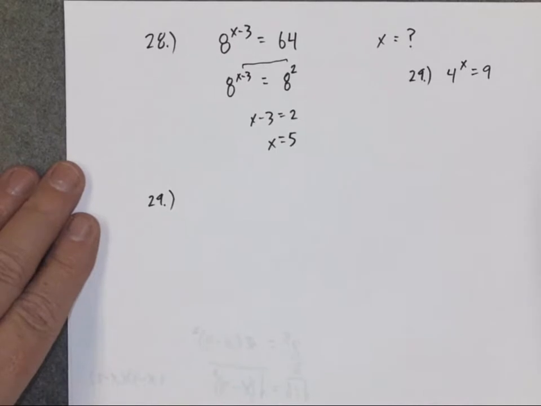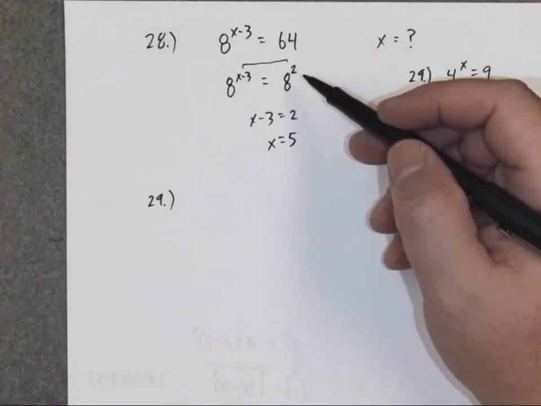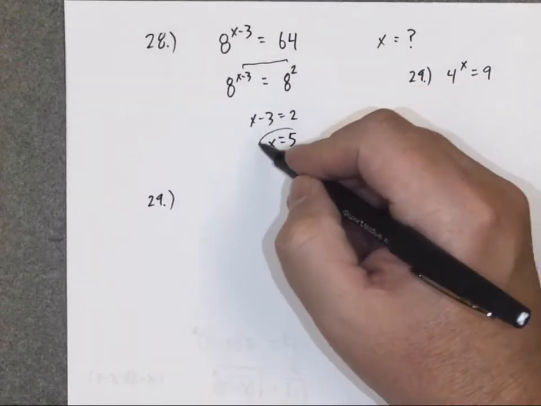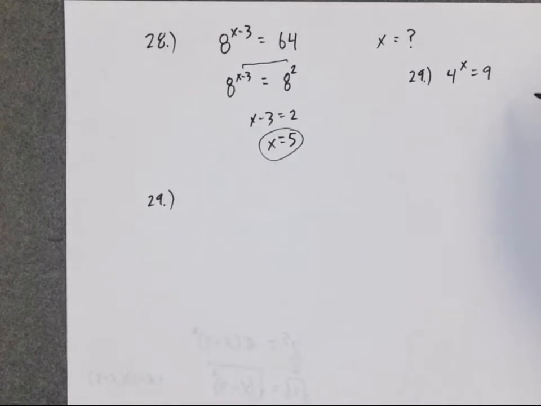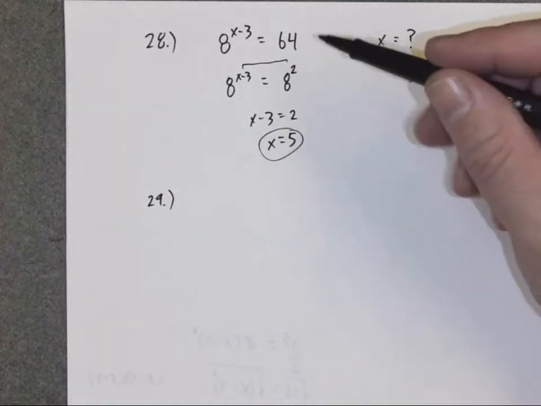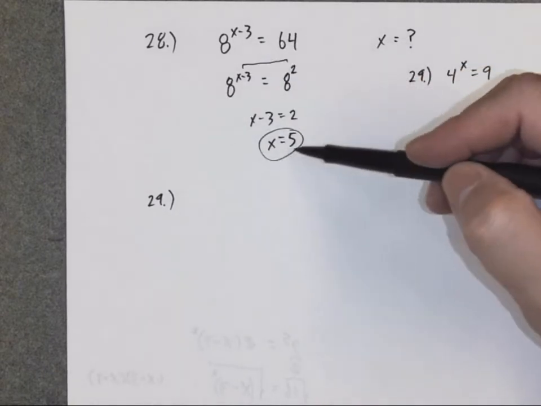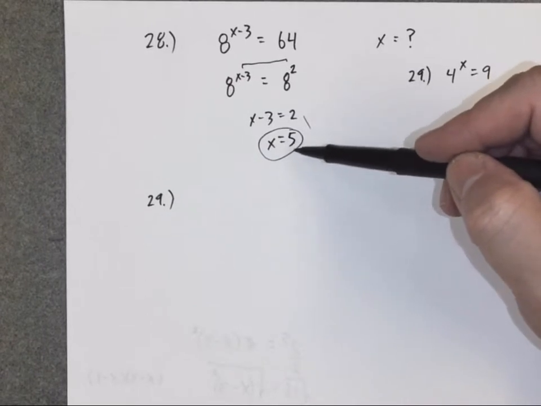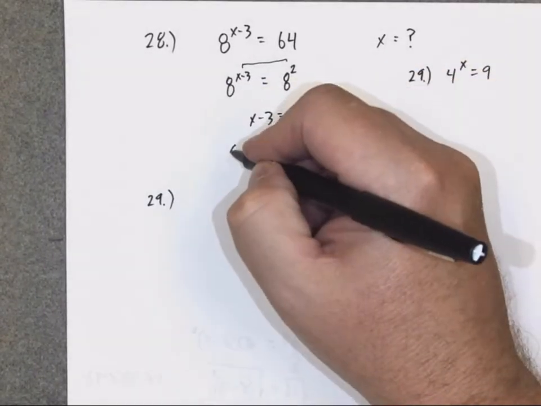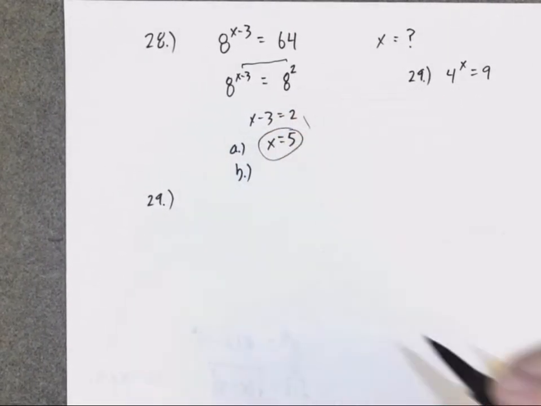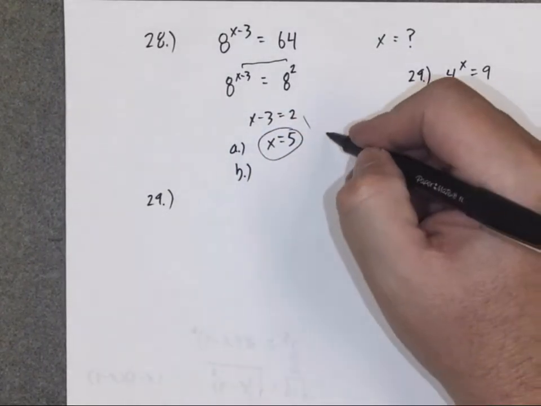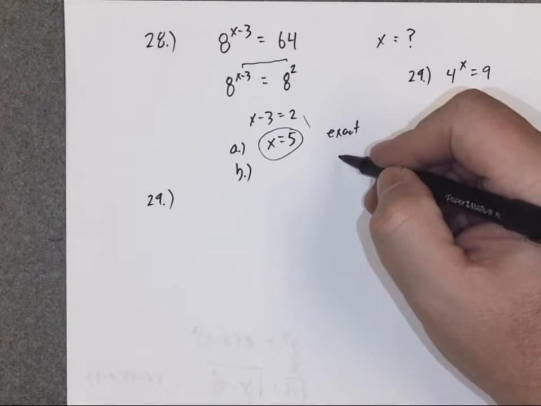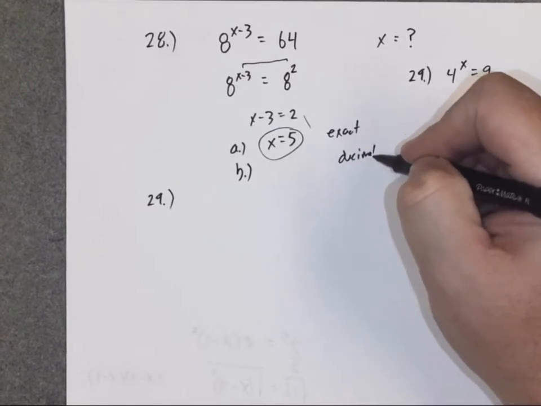Oh, let's go back. So 28, they said, give the solution set. The solution set would be 5. And then the second question, and this is like the exact answer. So in this case, it's almost like they're expecting maybe the answer to have like a log or something in it. Turns out this one is so simple. It's just the number 5. So you put this for A. And then B, so A is like the exact answer. And then B is like grab your calculator and give the decimal answer.